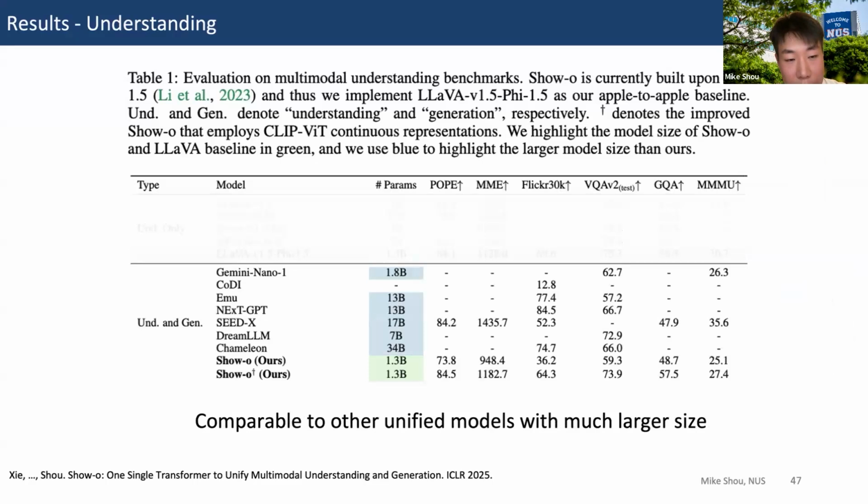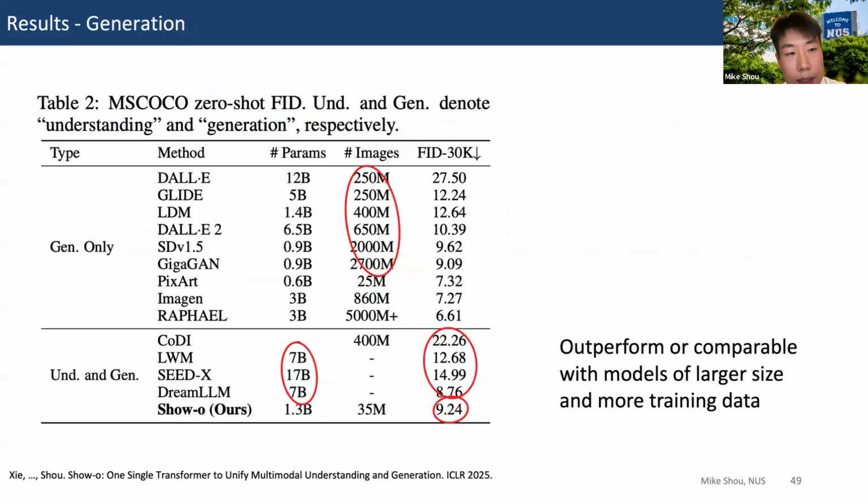Also, comparing to other unified models, you can see the previous unified models are quite large, like 7B, 13B, etc. And our model is just 1.3B parameters, and in some cases it's comparable and even better than these large models. And here is a benchmark for generation. Essentially very similar conclusions compared to the other unified models. Although our model is much smaller, the results are even better or comparable. It also achieved quite comparable results to the generation-only models, which use a lot of training data, but ours only uses 35 million images compared to the quite large amounts used by previous models.